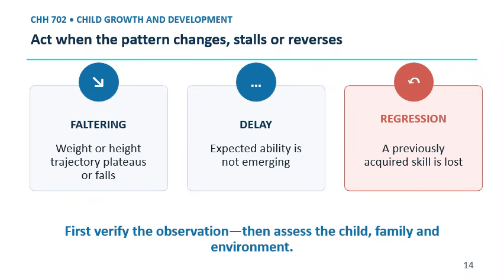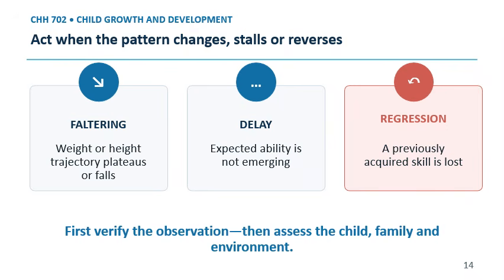Three patterns deserve particular attention. Growth faltering occurs when expected weight or height gain slows, plateaus, or declines. Developmental delay means that an expected ability is not emerging within a reasonable period, or that progress is substantially behind expectation. Regression means that a child loses a skill that had previously been acquired. Regression is especially important because it may indicate a neurological, metabolic, psychosocial, or other serious problem and requires prompt assessment.